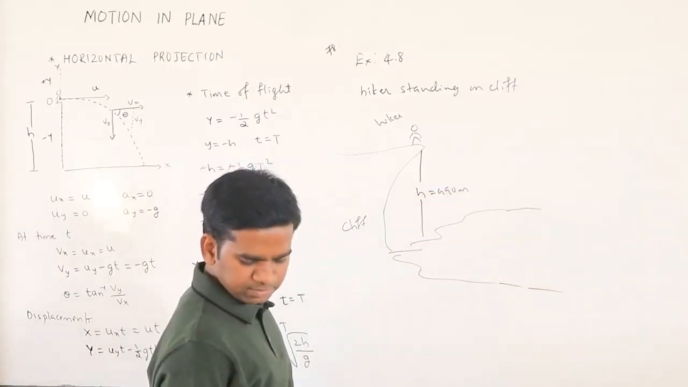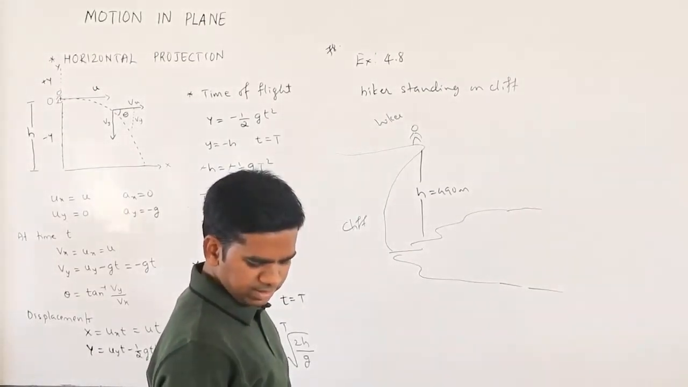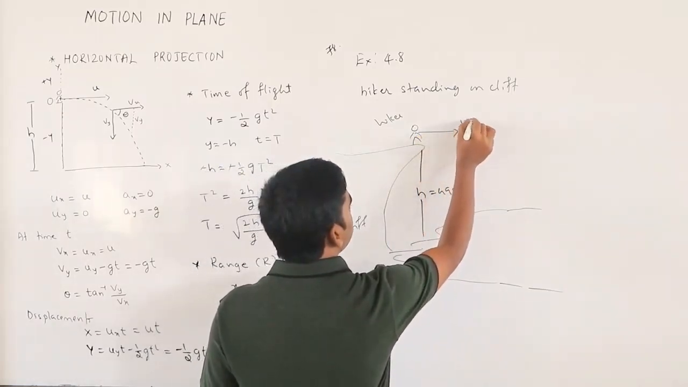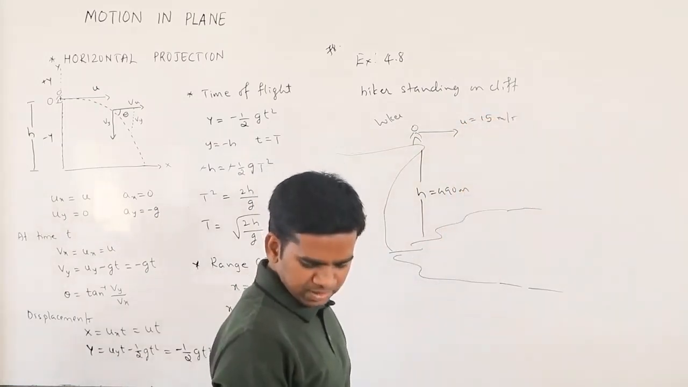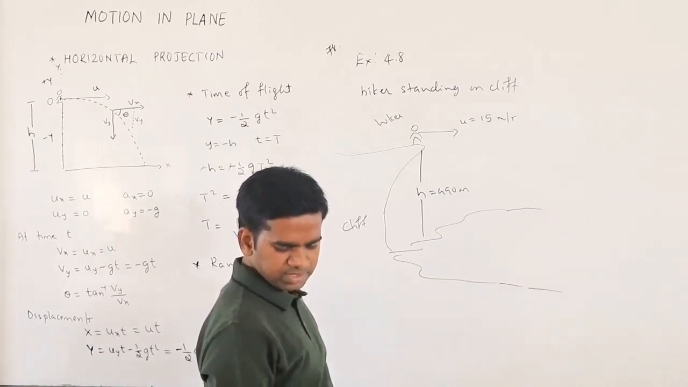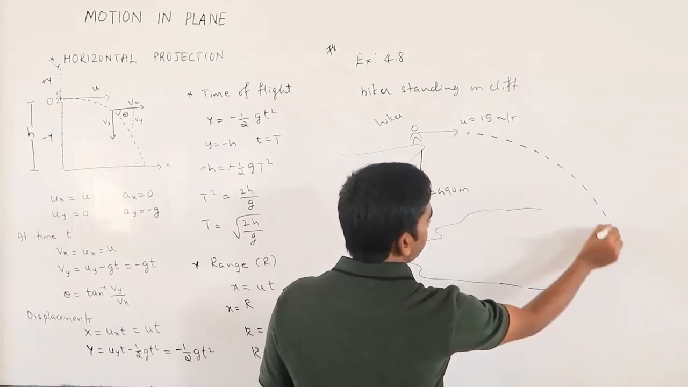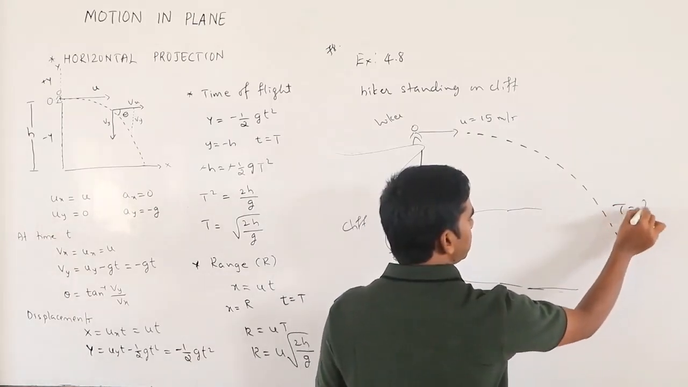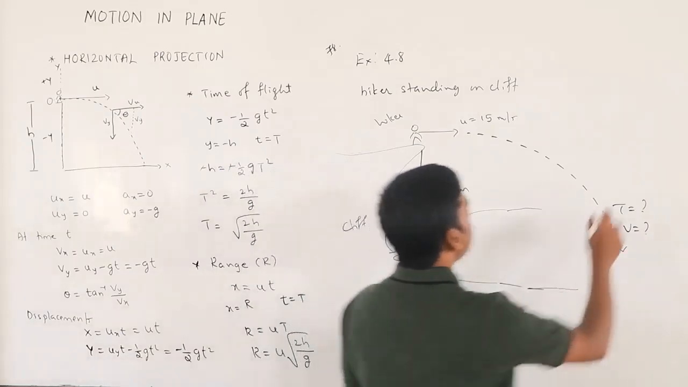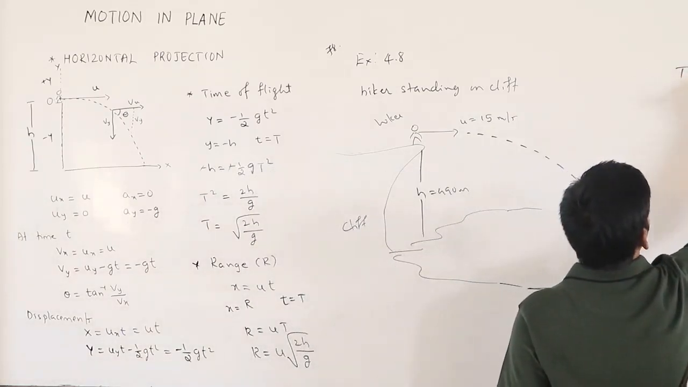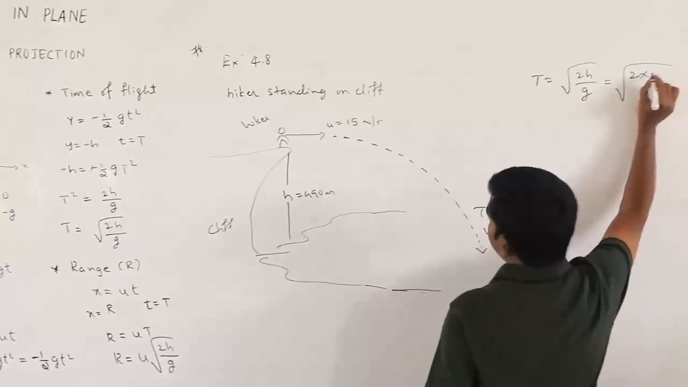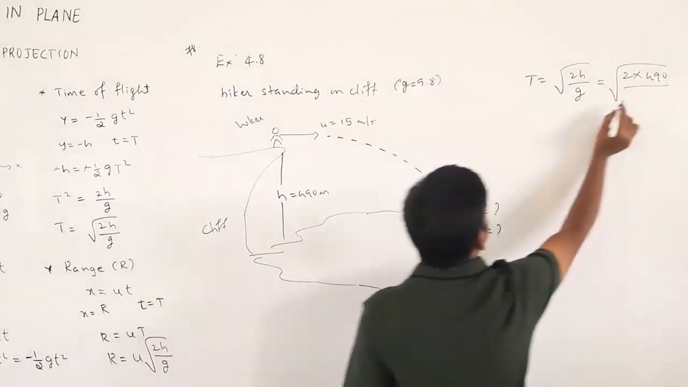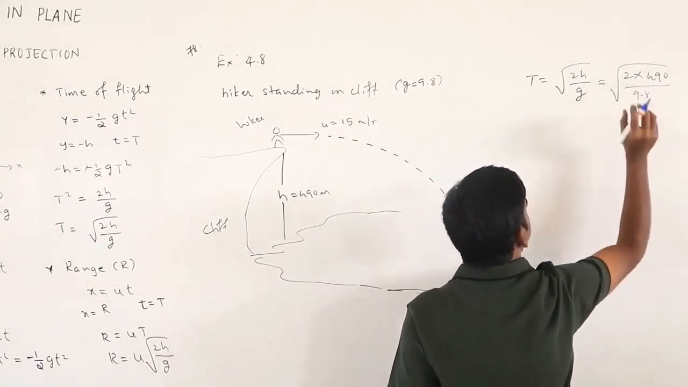Again, what they are saying is he horizontally projects a stone with an initial velocity, say 15 meter per second. If you throw it like that, how much time will it take to reach the ground? Obviously it will come in this direction, and they are asking for the velocity here, and the time of flight. Very simple. Time of flight we already know is root of 2h by g. So root of 2 into 490 divided by g, which they have mentioned as 9.8. Why 9.8 means something will get cancelled over here.